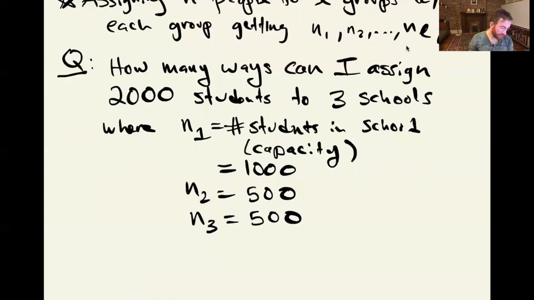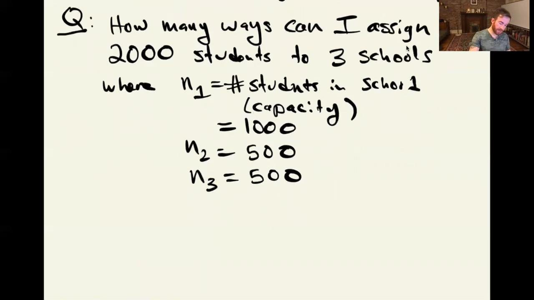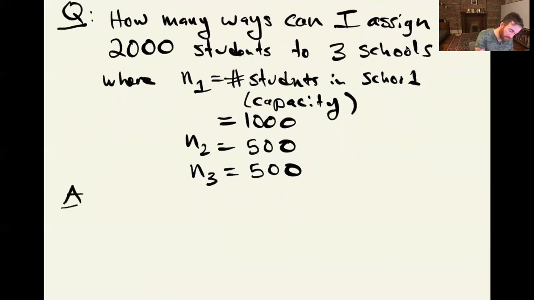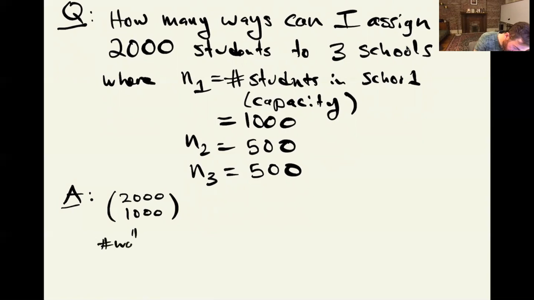Well, here's one way in which you might approach it. I've got 2,000 students. I want to choose 1,000 of them to go to school 1. How many ways are there of doing that? Well, there's 2,000 choose 1,000. This is the number of ways of choosing 1,000 students from 2,000.